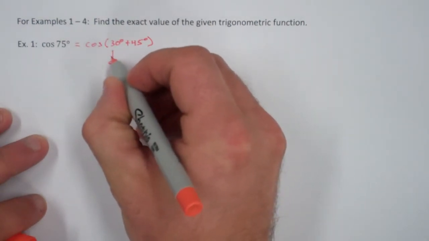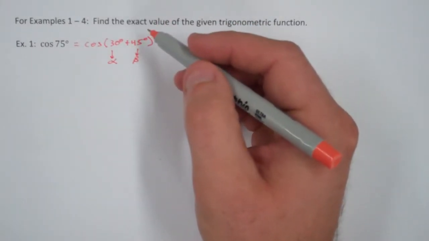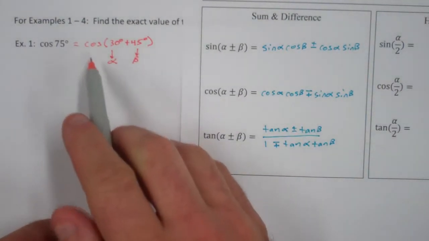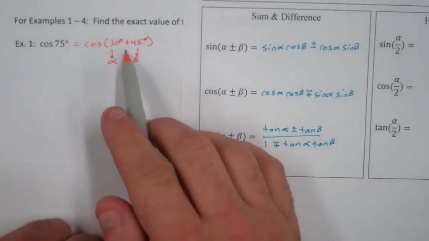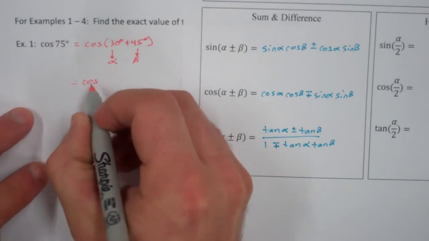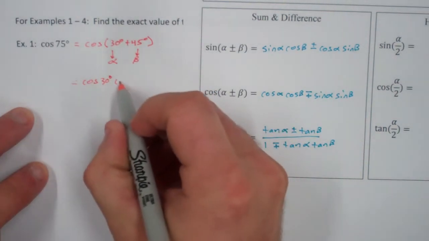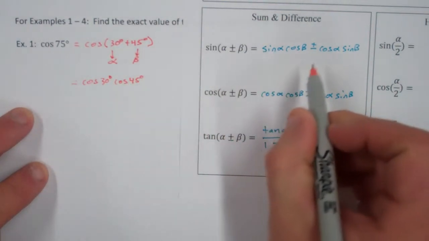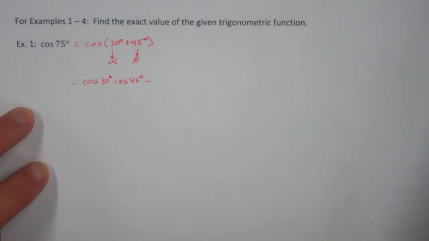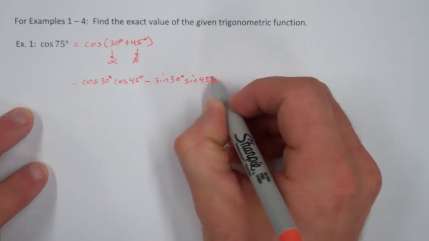And here alpha is going to be 30 degrees and beta is going to be 45, and remember we're adding. So if we take a look at all those formulas, we have one here that'll help us. It's the cosine, so we're going to look at this one. And we're using a plus sign, so we'll use a minus sign here. So this is going to be equal to the cosine of the first angle, which is 30, and then the cosine of the second angle, which is 45. Oops, remember this is a minus sign. And then sine of both of those angles. So it'll be sine of 30 and sine of 45.